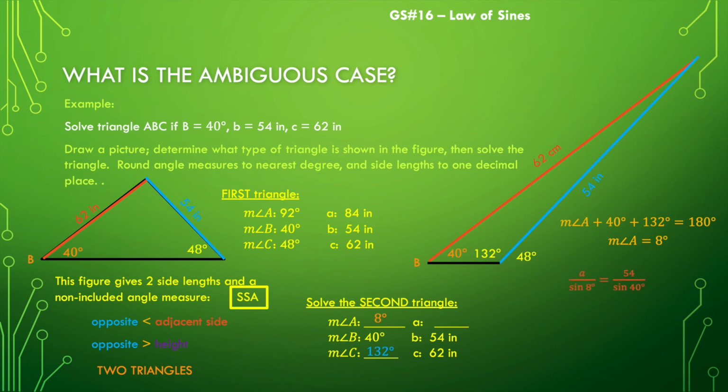All right, so A divided by the sine of 8 degrees equals 54 over the sine of 40 degrees. Cross multiply, divide out the sine of 40 degrees, and crunch in your calculator, and we will say that the measure or the length of side A is about 12 inches. Okay, so we've got two possible triangles here, and that is about as difficult as the problems get for law of sines, an ambiguous case with two possibilities.